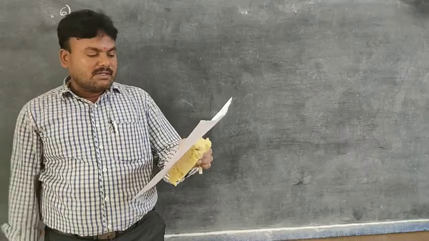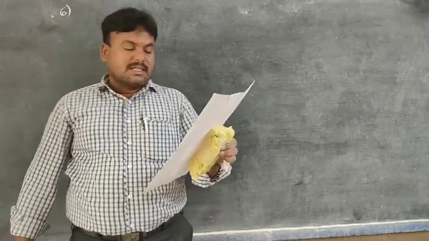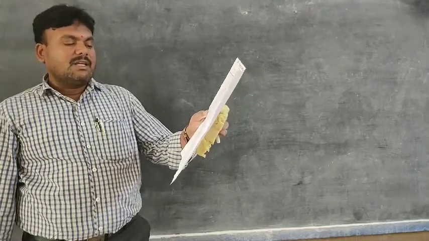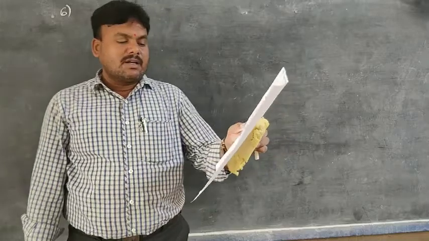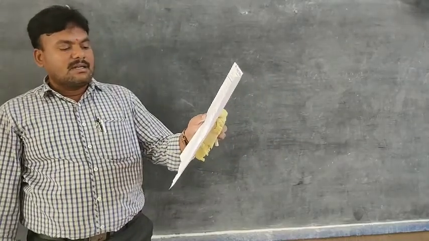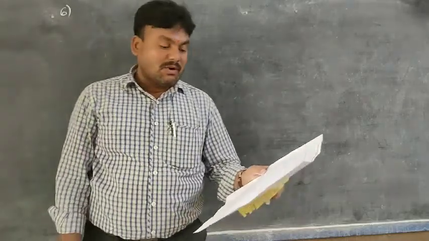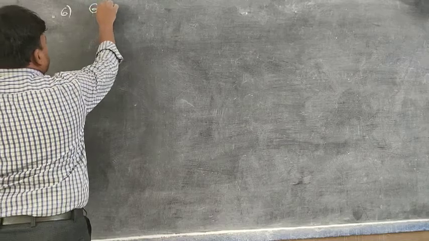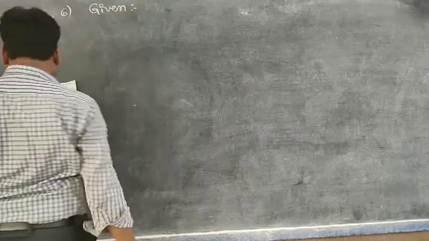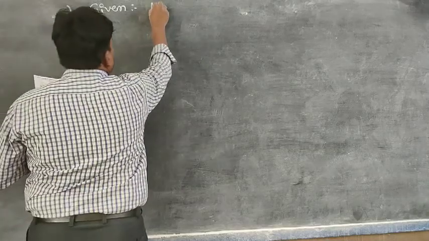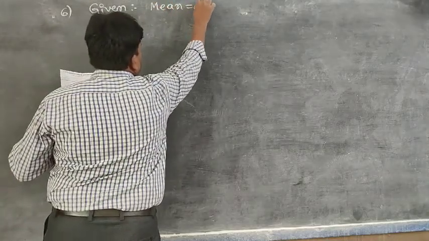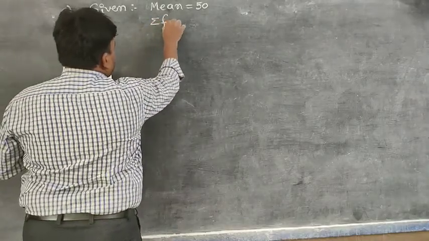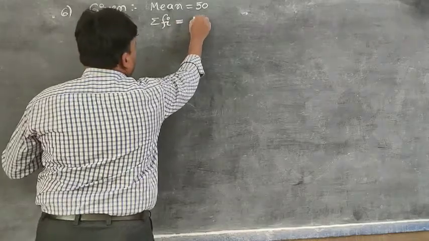So, 2 columns are given: class intervals along with frequencies. The class intervals are 10 to 30, 30 to 50, 50 to 70, 70 to 90, 90 to 110. And the frequencies are 90, x, 30, y and 40. We find the x and y values. While approaching the solution, what is given? The mean value is given: mean equals 50. And summation Fi value is also given, that is, summation Fi equals 200.